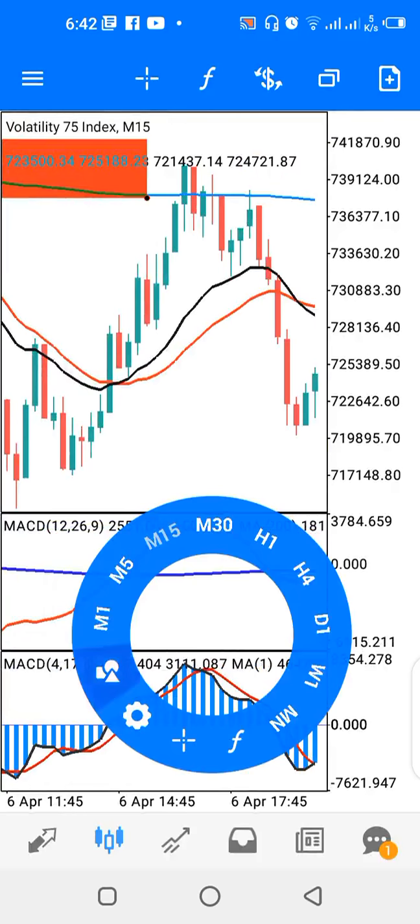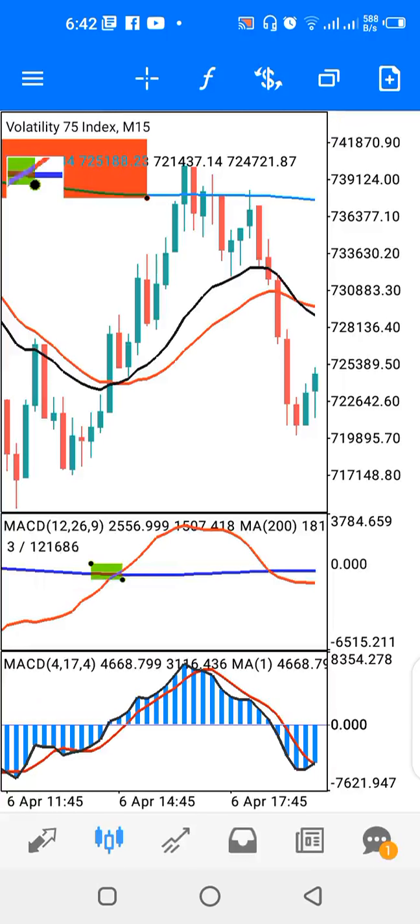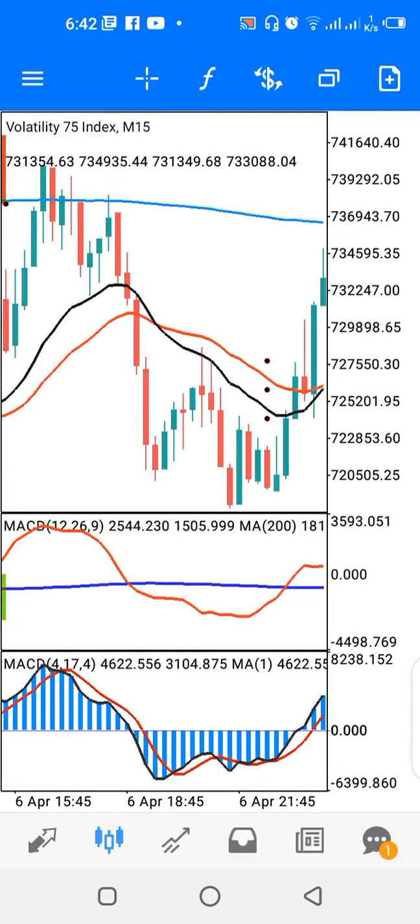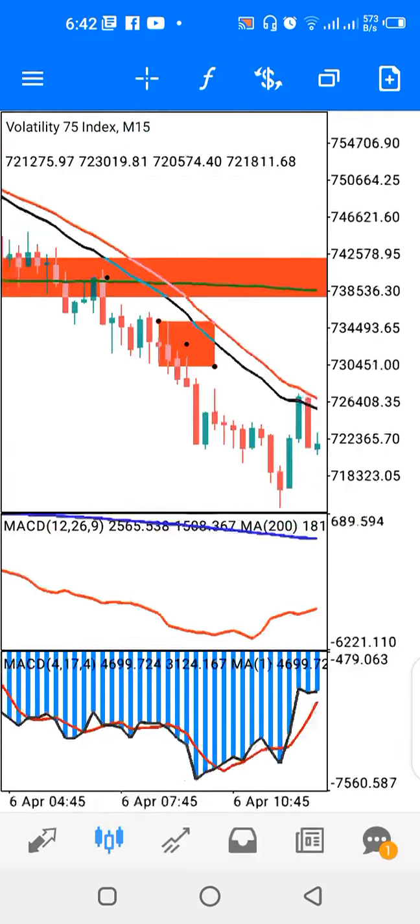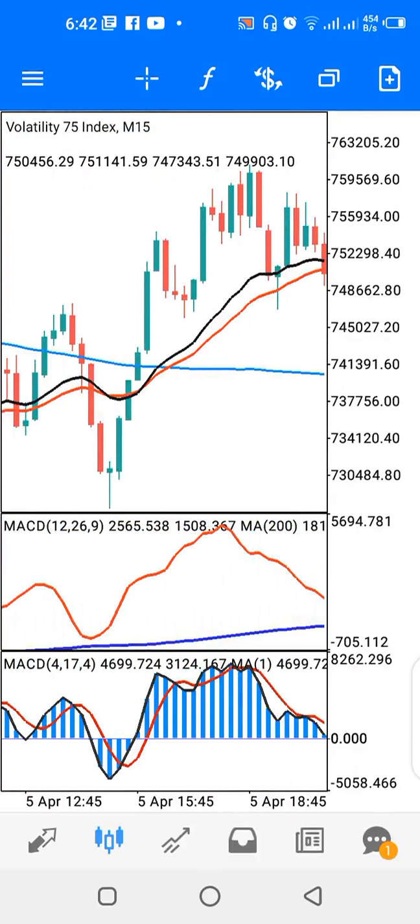Is a buy. It's a buy signal. Okay, so that's basically how to use the indicators on indicator window 1.